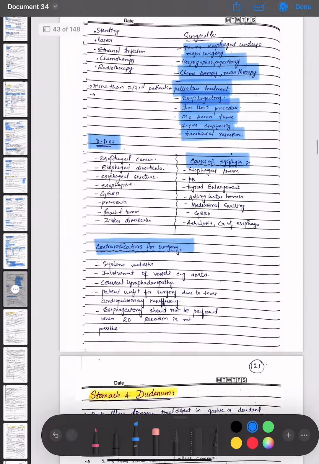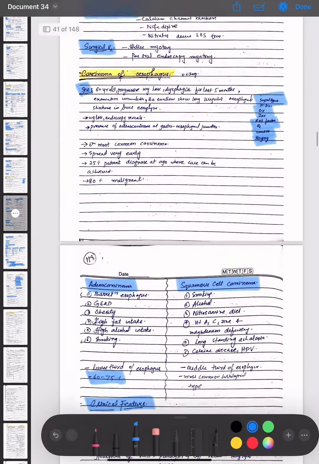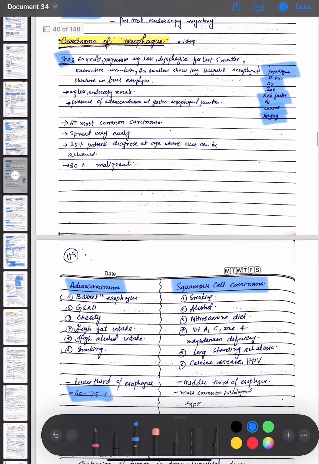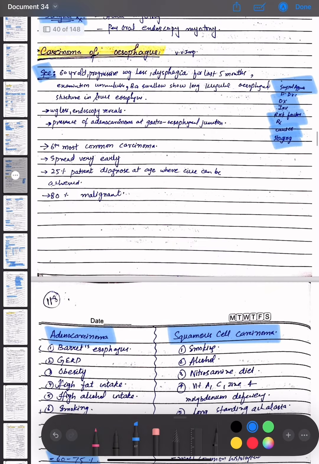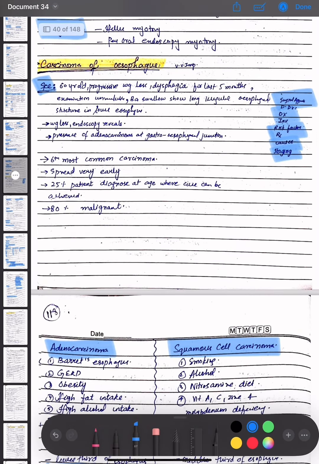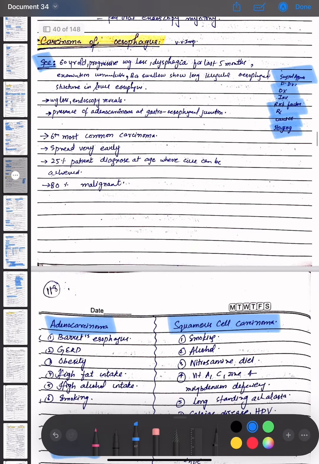So we have studied the carcinoma of esophagus, and what are the important aspects? First, we have to identify the scenario. In the scenario, the age will be more, that is 60 to 70 years. Progressive weight loss will be there in the case of carcinoma. If there is dysphagia for the last months, then this is the carcinoma of esophagus. Examination is unremarkable. If barium swallow shows long irregular esophageal strictures in lower esophagus, weight loss, endoscopy reveals presence of adenocarcinoma or gastroesophageal junction, so hence we will identify that it is the carcinoma of esophagus.